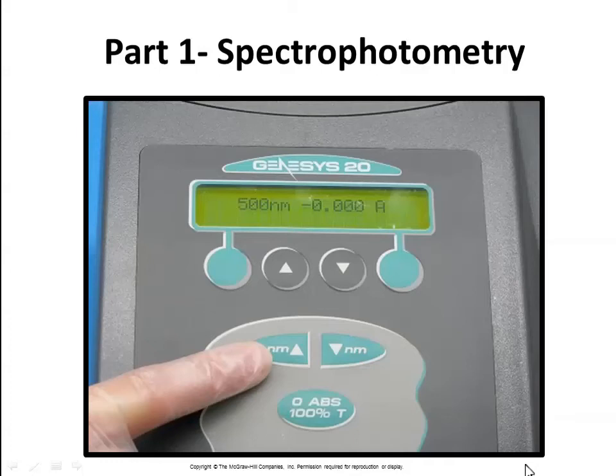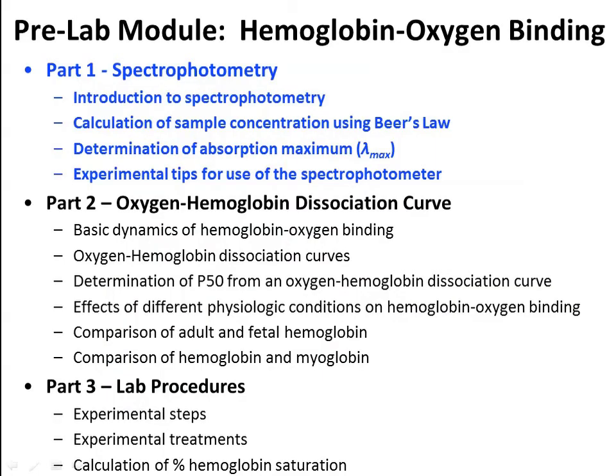Part 1, Spectrophotometry. In the lab this week, we'll use a method known as spectrophotometry to measure hemoglobin samples. The device we'll use in the lab looks very similar to the one you see on this slide, and this device is called a spectrophotometer. In this tutorial, we'll introduce you to the basic concepts of spectrophotometry.